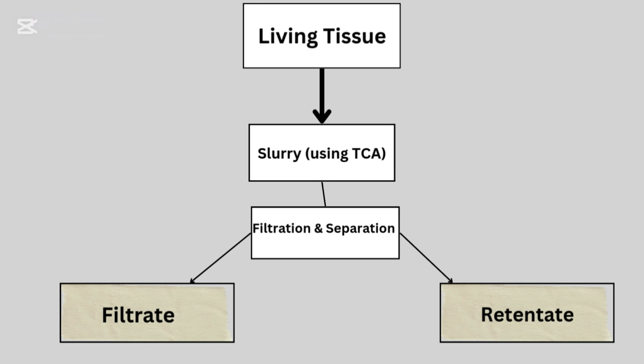Step 2. Filtration and separation. We now filter the slurry using a cheesecloth, separating it into two parts. 1, filtrate, also called biomicromolecules, and 2, retentate, also called biomacromolecules. So, what's the difference? Let's break it down.